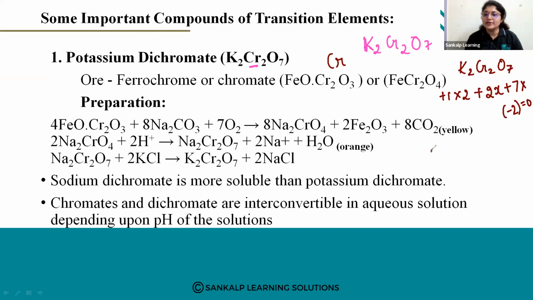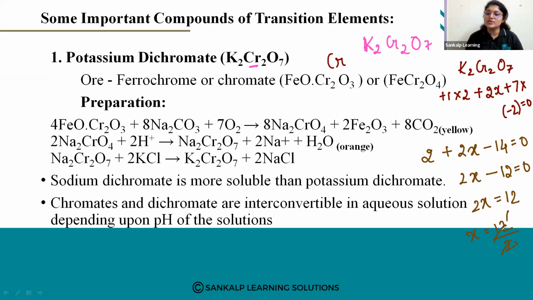So +1 into 2 will be 2, plus 2x. Then 7 twos are 14, so this will be -14 equals 0. Then 2x, -14 and +2 will be -12 equals 0. So 2x equals 12, x equals 12 by 2, which is 6. So each chromium is +6. The oxidation state is +6. Understood? Okay, so potassium dichromate.